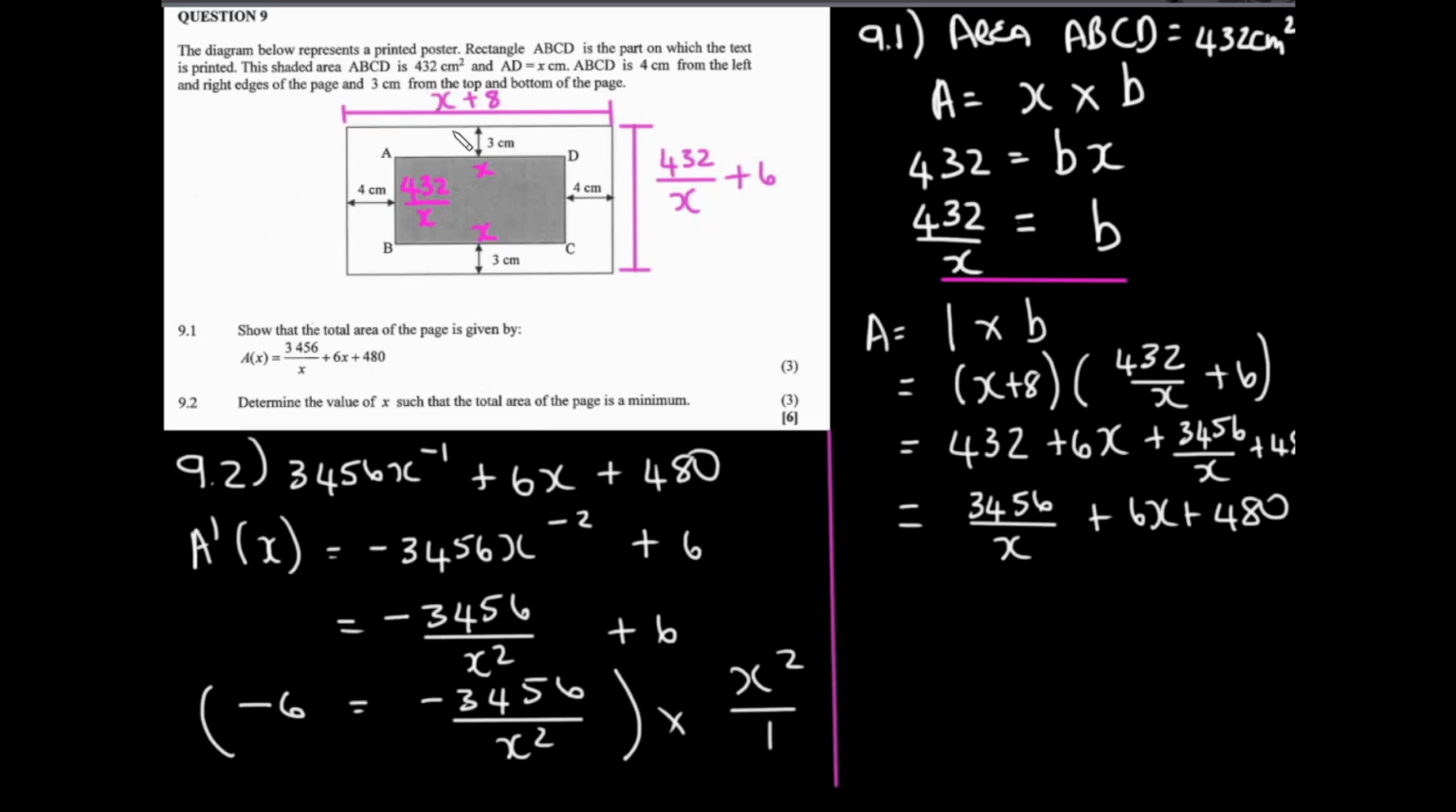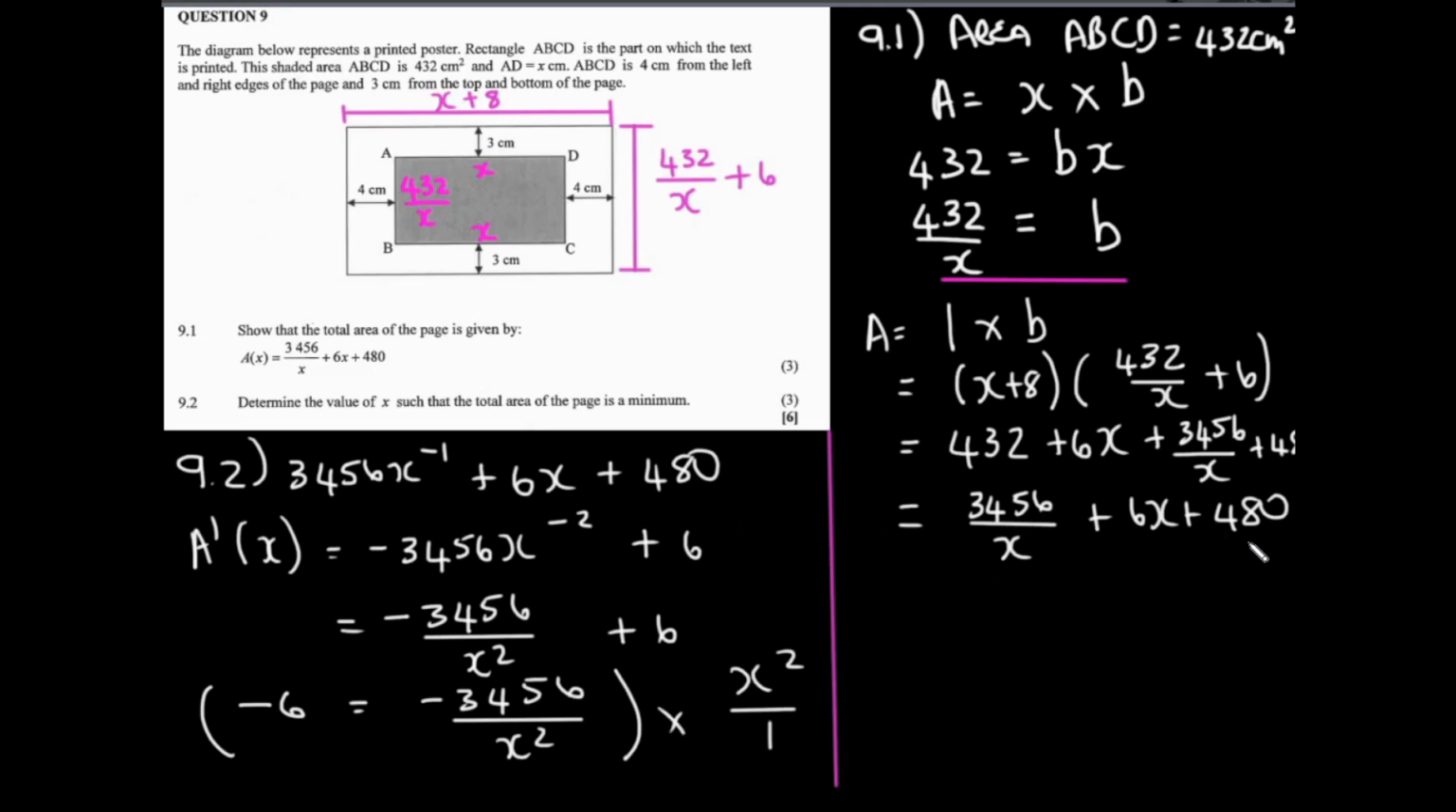So we can see that our length is x plus 8 because we have 4 added on the left and we have 4 added on the right. And then our breadth is 432 over x plus 6 because we have 3 added on top and 3 added at the bottom. That's our length times breadth. And what we need to do is we need to simplify. So all we're going to do is simplify and multiply out, and we see that we get 3,456 over x plus 6x plus 480, which proved 9.1.